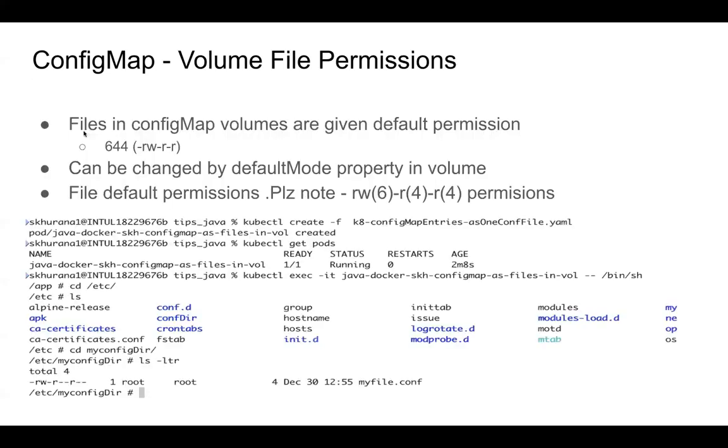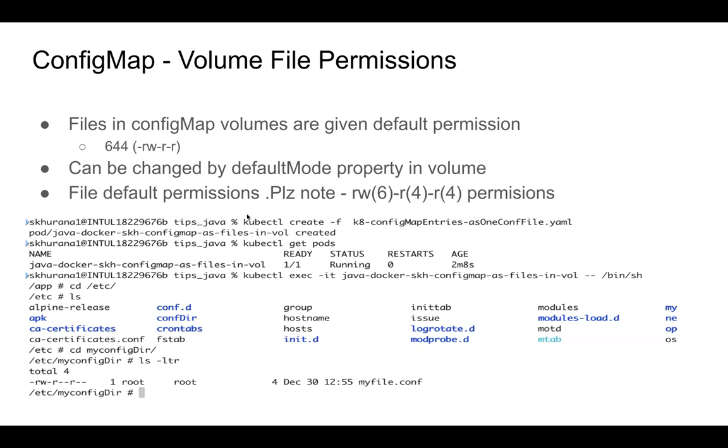So that is another way to populate the configuration inside the Kubernetes image. And this is what I showed. The last step is the volume file permissions. Files in config map volumes are given a default permission, which is 644. 644 is read-write, read, and read. You can change the permission. It can be changed by the defaultMode property in the volume. And we'll see an example of that. So remember, 644 is 6 read-write, and 4 is read, and 4 is read.